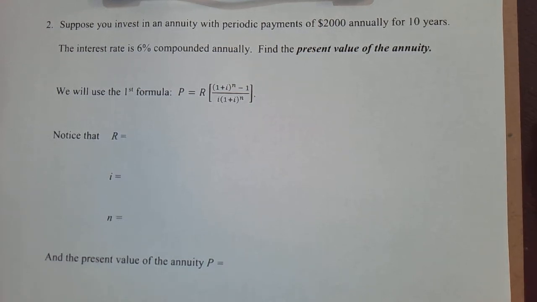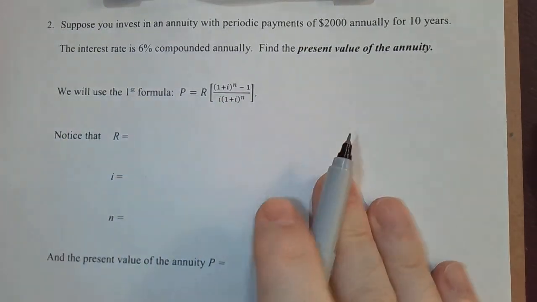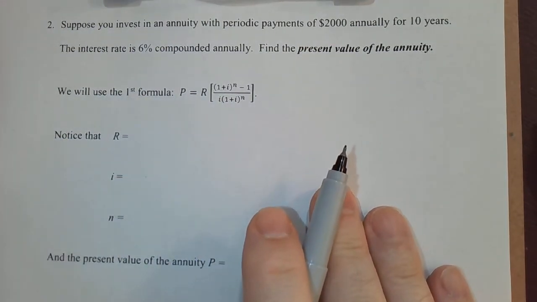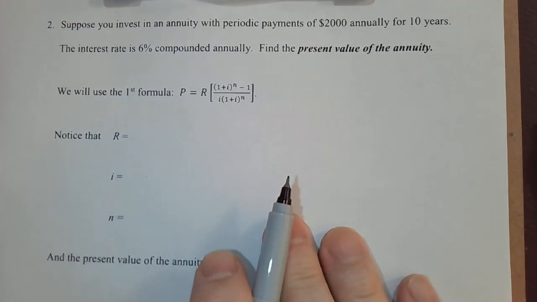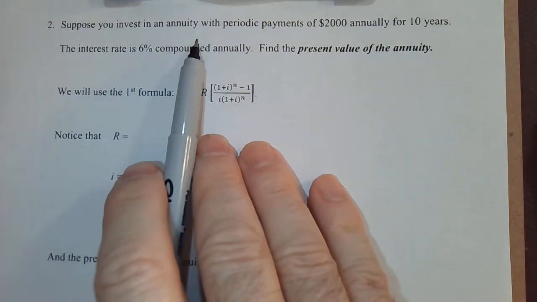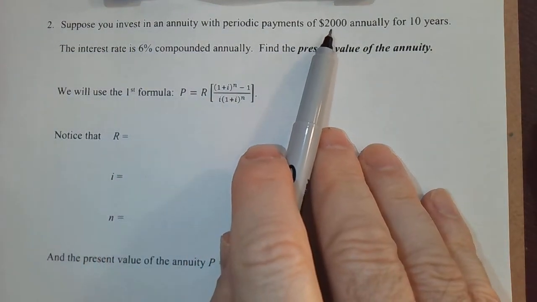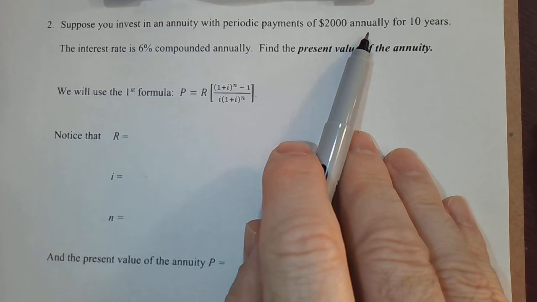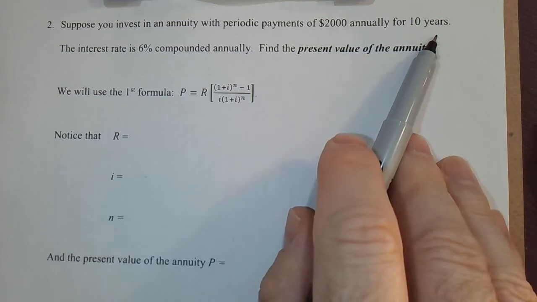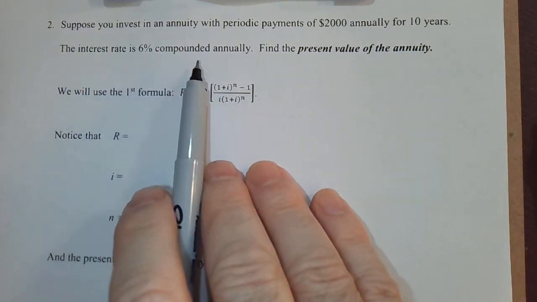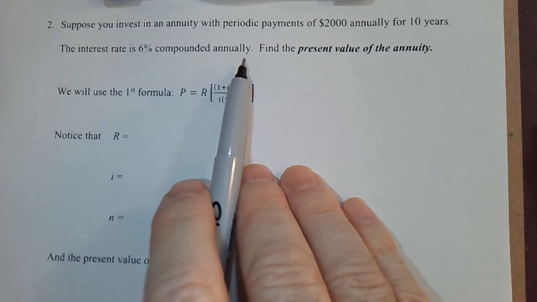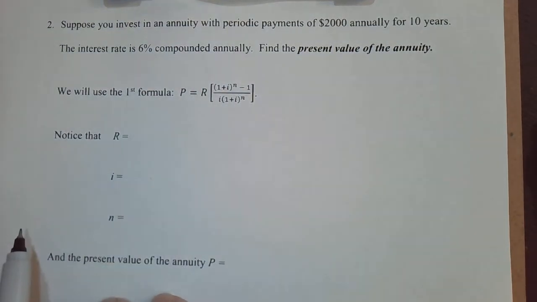In this video, we're simply going to do two pretty easy examples involving present value of the annuity. The first one is the same setup as, I believe, the first problem in the previous video. Suppose you invest in an annuity with periodic payments of $2,000 annually, once per year, for 10 years. The interest rate is 6% compounded annually. Find the present value of that annuity.